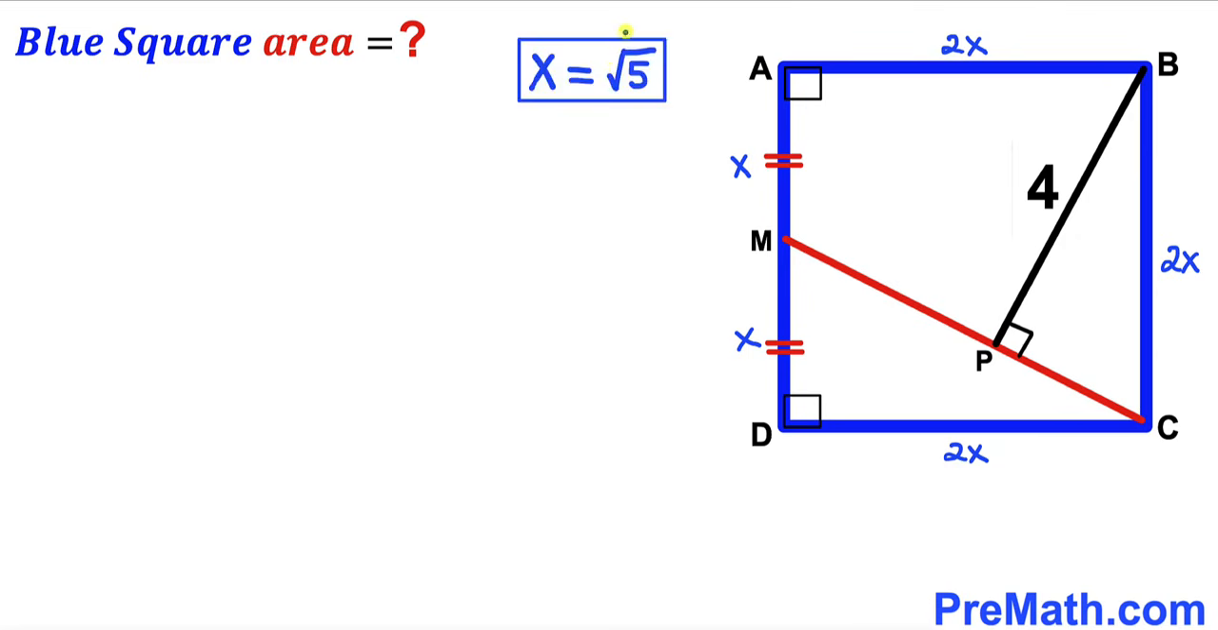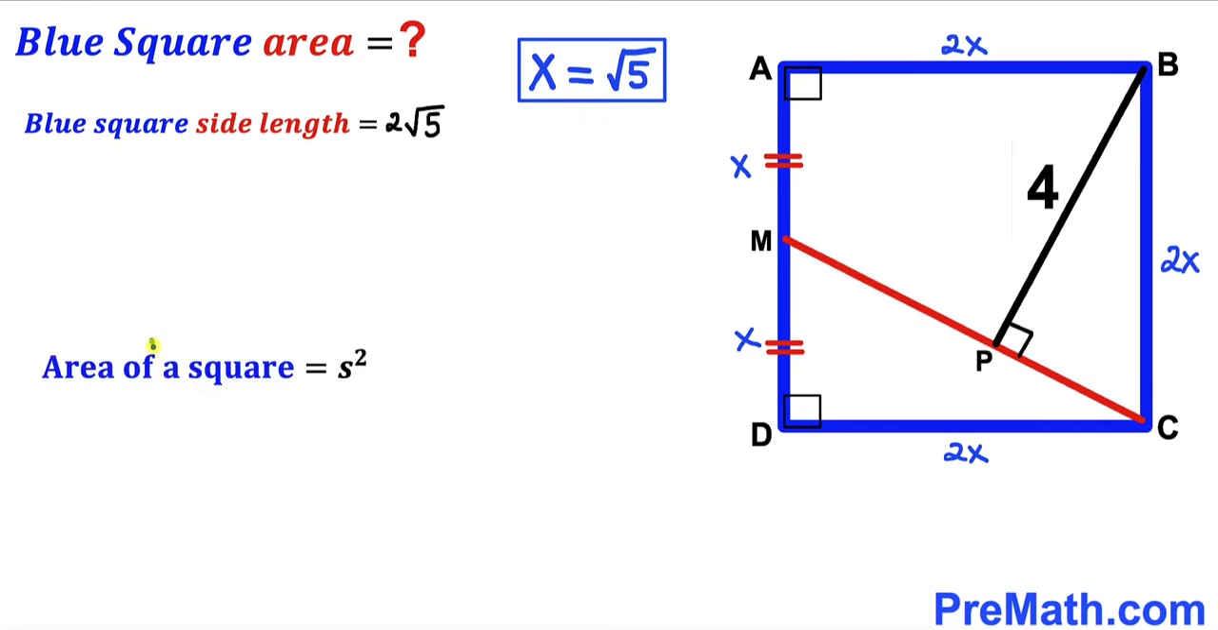So our x value turns out to be the square root of 5, and we know the side length of this blue square is 2 times x. So this gives us the side length as 2 times the square root of 5. Thus the blue square side length turns out to be 2 times the square root of 5. And here's our final step. Now we are going to calculate the area of this blue square.